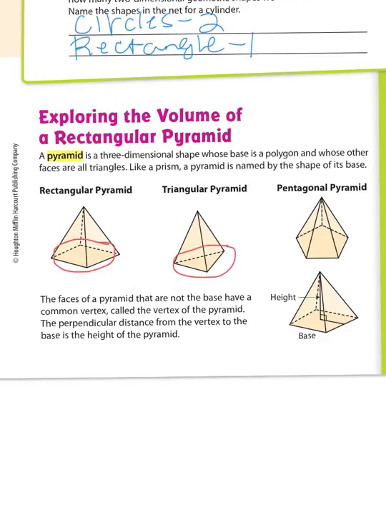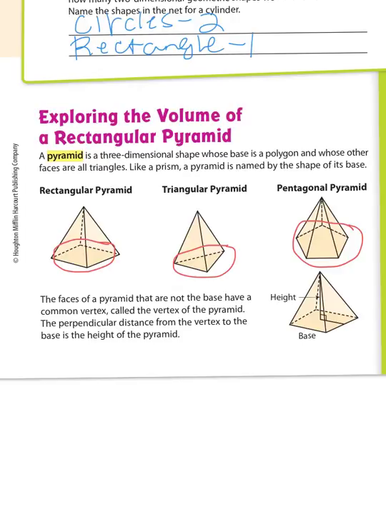Here we have a base that's a triangle, so we call that one a triangular pyramid. Pentagonal pyramid. Okay, and we can name many different other ones, up to any number of sides of that shape on the bottom. As long as they come to a point at the top, then it's a pyramid.